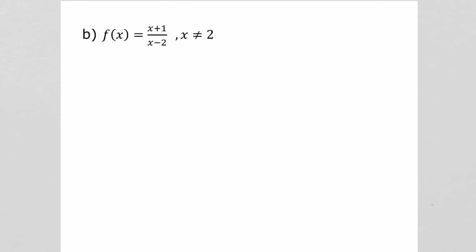So try this one. So here we have y equals x plus 1 over x minus 2. To find the inverse, we put x in for y and y in for x.